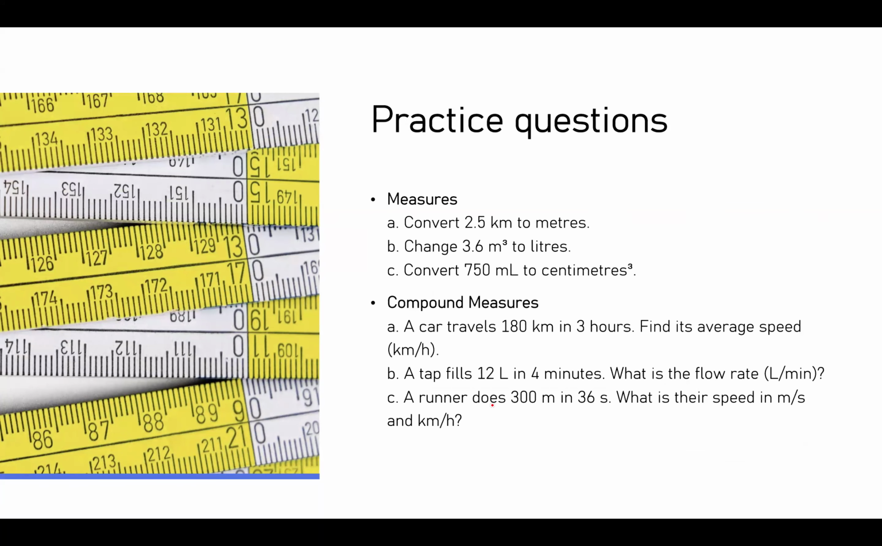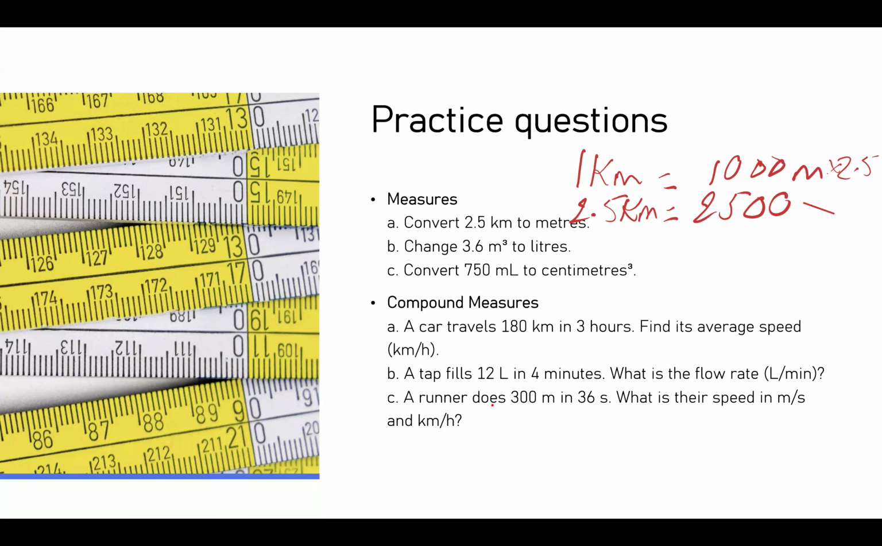So converting 2.5 kilometers to meters. 1 kilometer equals 1,000 meters, so 2.5 km would just equal times it by 2.5, which equals 2,500 meters. So the answer would be 2,500.